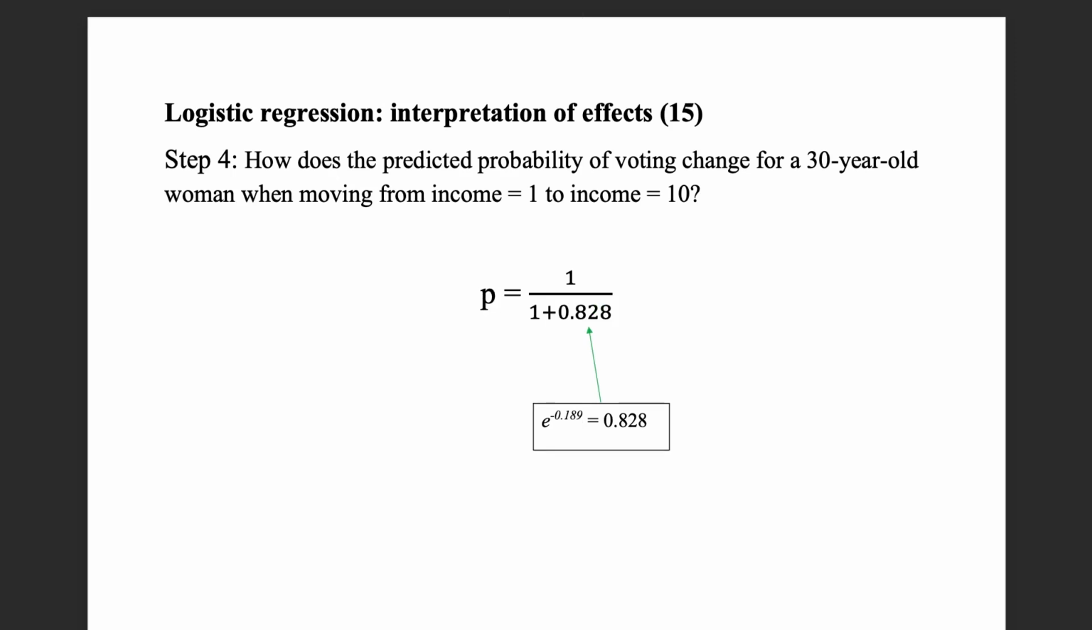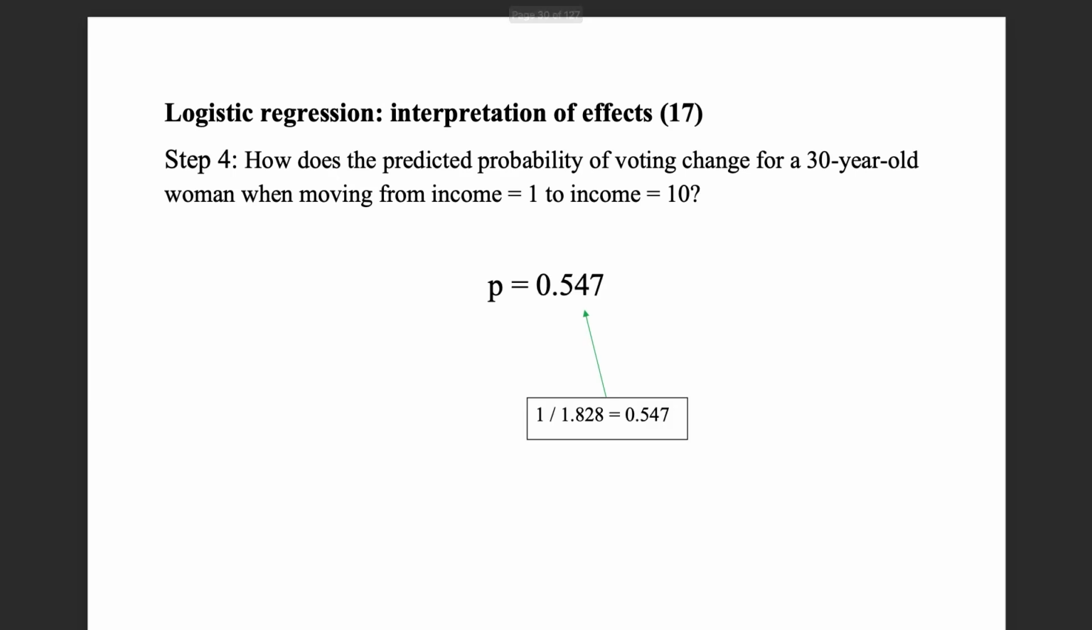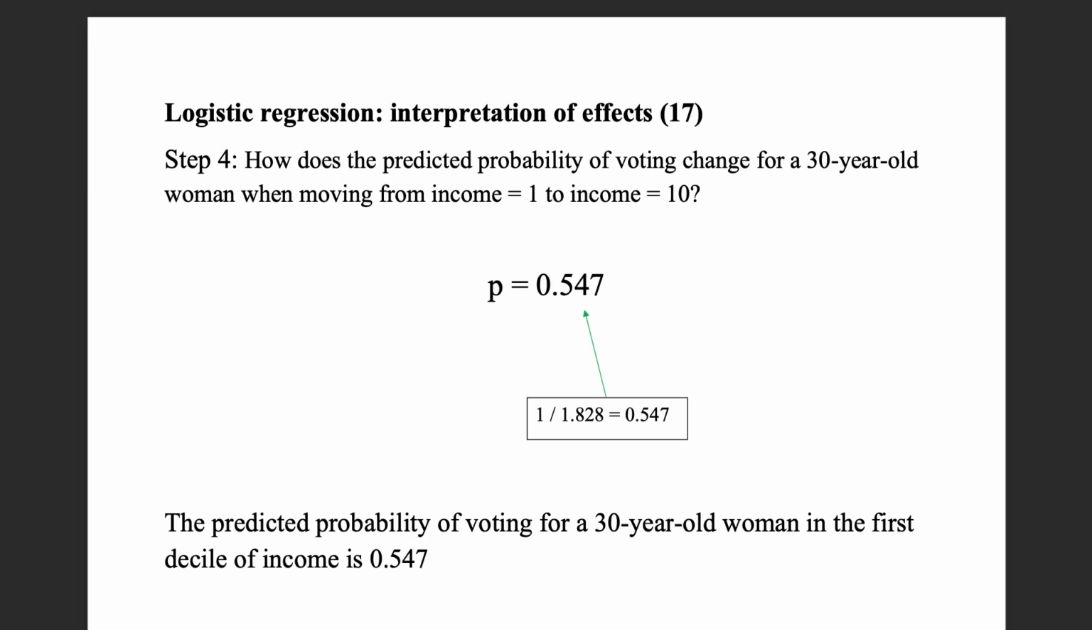So now we know that the predicted probability is 1 divided by 1 plus 0.828, which works out to 1 divided by 1.828, because 1 plus 0.828 is 1.828. And that is just a simple fraction that we can solve that works out to 0.547. Great, now we have solved this entire model for a predicted probability. In this case, the predicted probability of voting for a 30-year-old woman in the first decile of household income, and that probability is 0.547.